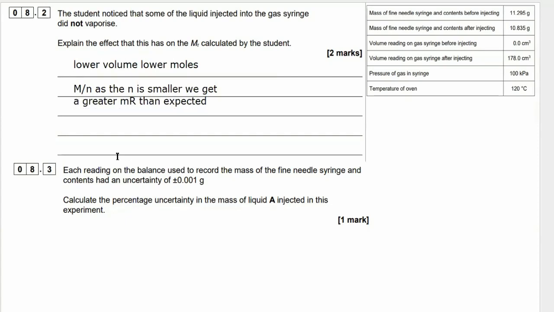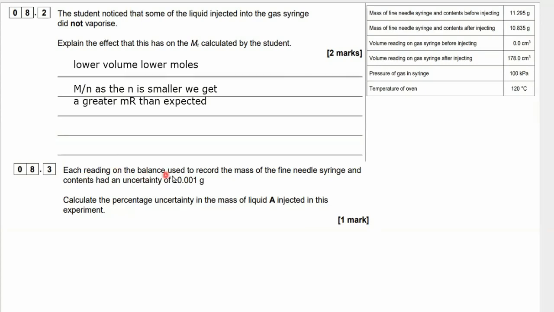Nice. So you get a smaller volume because less is vaporized. So smaller volume, that's your P times V, is smaller, which means that when we do PV over RT, we get a smaller n, which is the moles. And then when we do mass over n, we get a greater answer because the n at the bottom is smaller in that equation. So our MR is greater than expected. And that's a very common question on these.